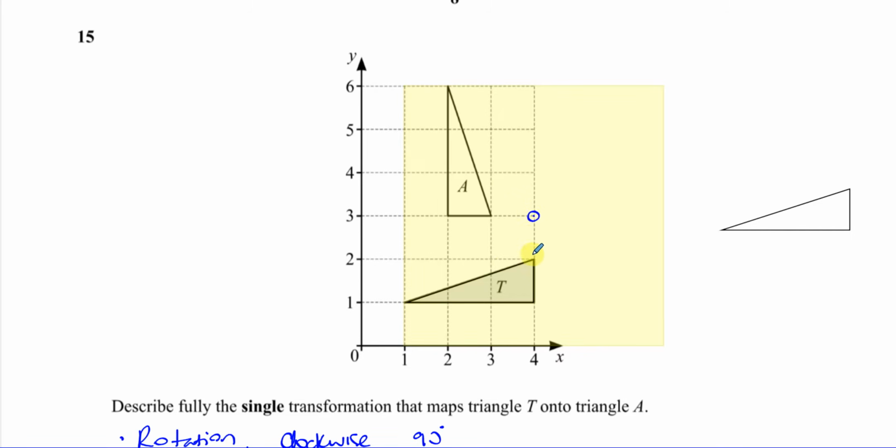I can see that because if I rotate that 90 degrees clockwise, it's going to end up over there, and this 2 squares down is going to end up over there. 2 squares down and 3 across becomes 2 across and 3 up.